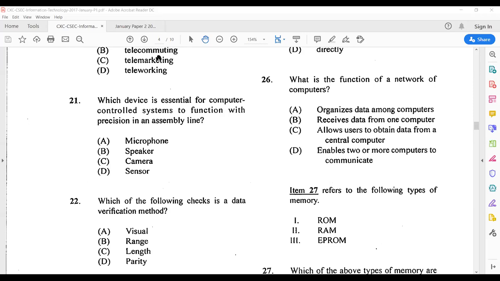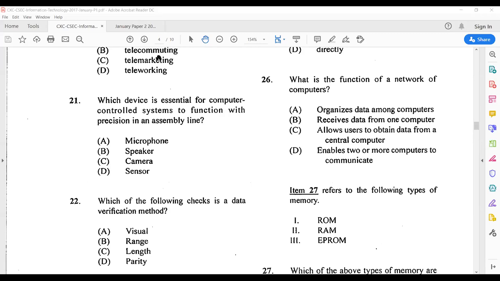Sensor. Right. So the answer is the sensor, right? Now a microphone, you don't really need that in the assembly line. Normally in the assembly line you program machines to perform a certain task, and the machines do it. So you don't really have to tell the machines to do the task, right?